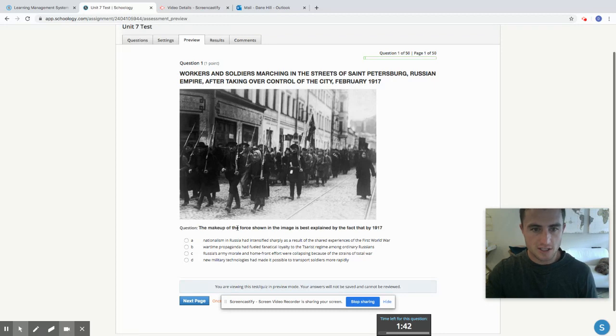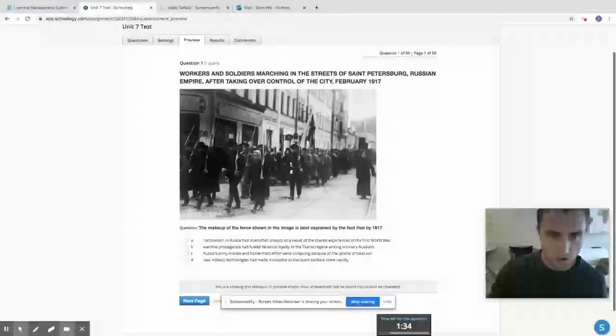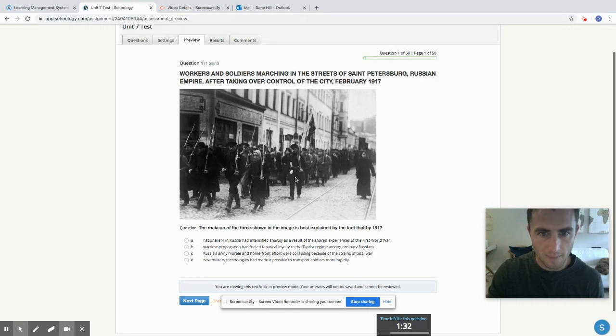Then the question asks, the makeup of the force shown in the image is best explained by the fact that by 1917. So they want us to look at the makeup of the force. Right away, you can see this woman right here. She's holding a rifle. That's a little unusual. It looks like there are different types of people. There look to be soldiers. This guy's in almost a cowboy hat. It says workers and soldiers, so we have all types of people in this.